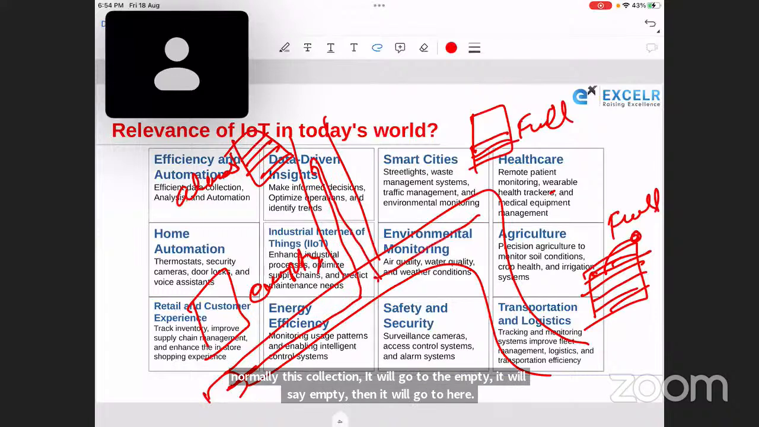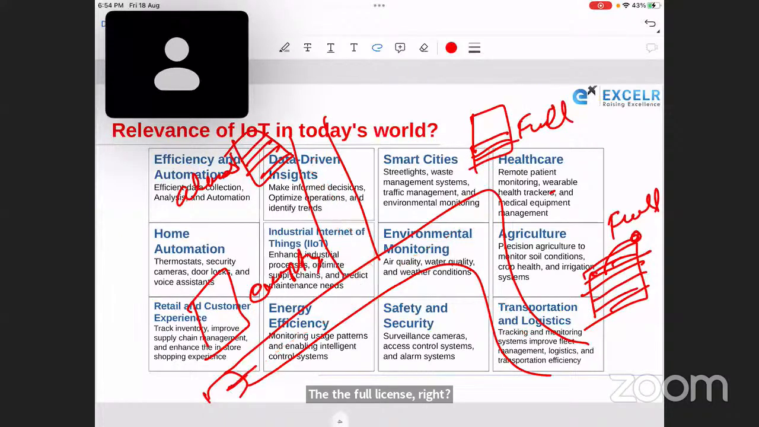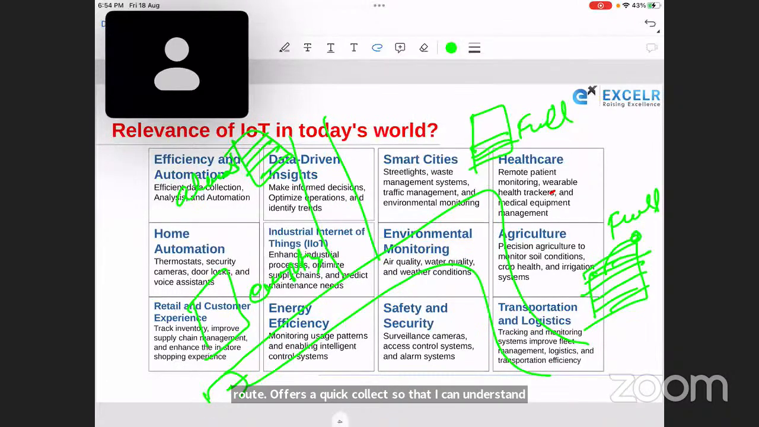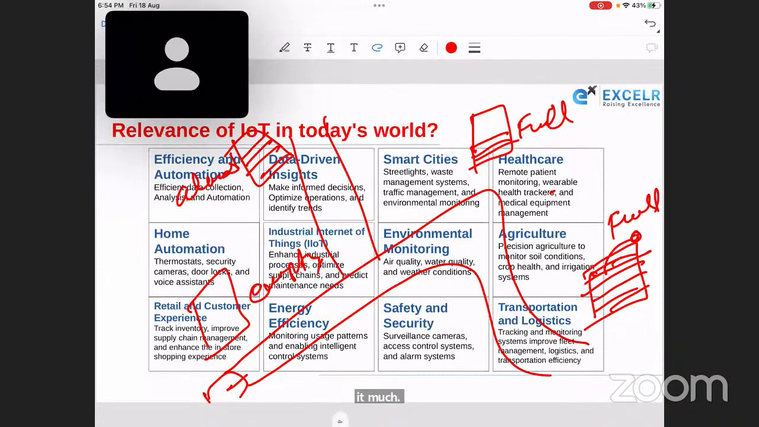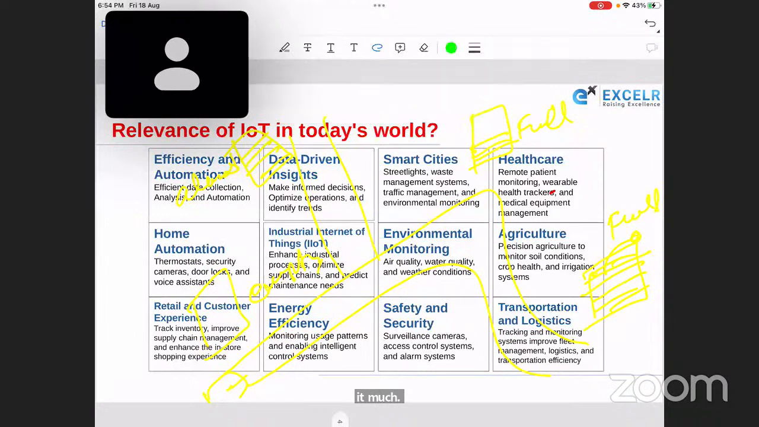It will go to the full one. It will again return back. It will go to the one that's just half full. It will go to the full one like this, right? Okay, I will make the route separately in a different color so that you can understand it much better. Screen is better.